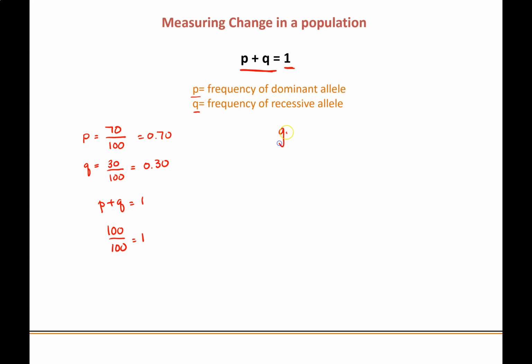A genotype frequency is just going to be the product of the individual allele frequencies.